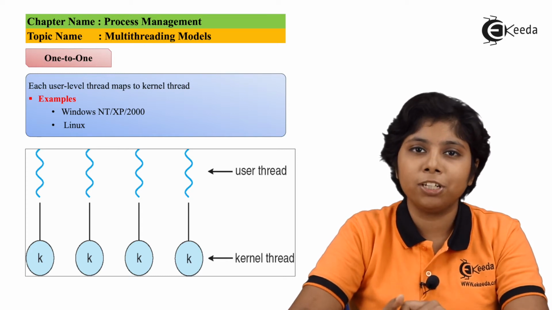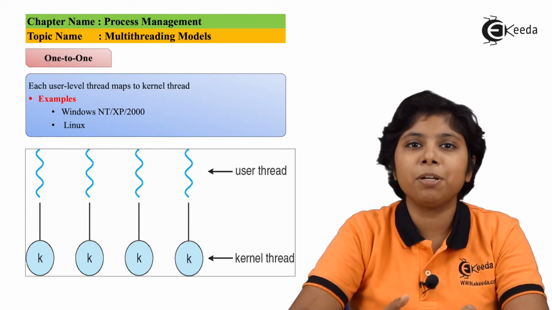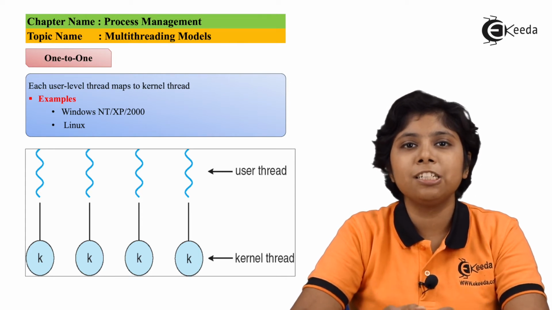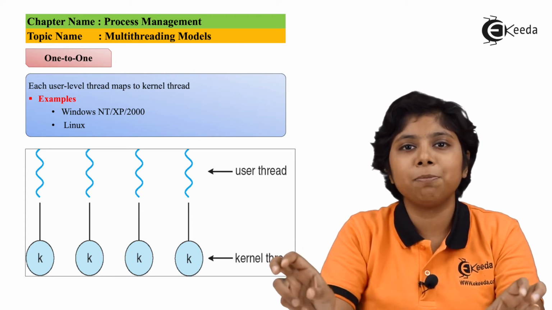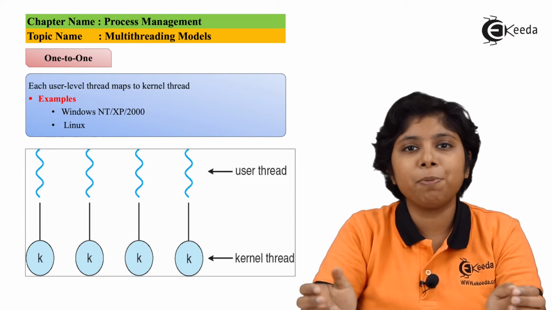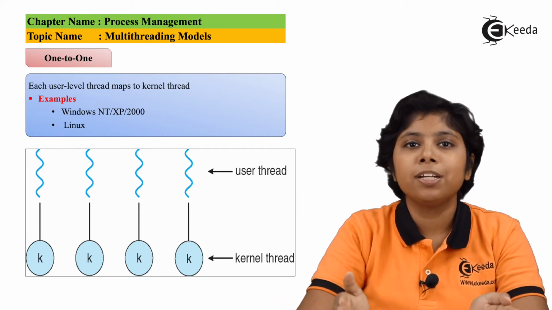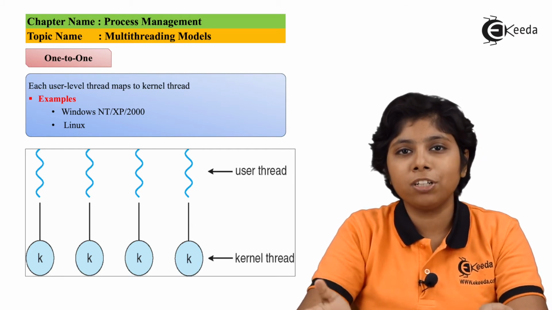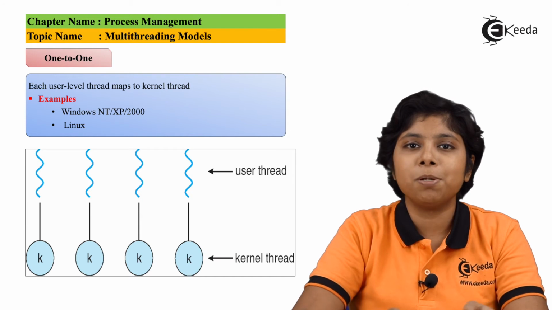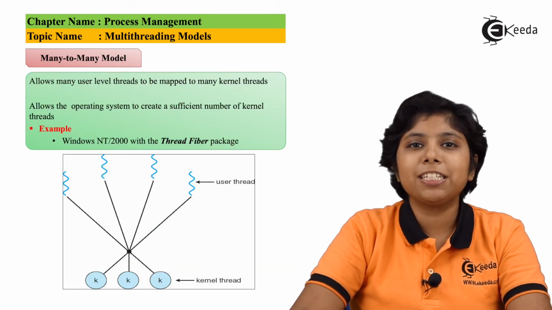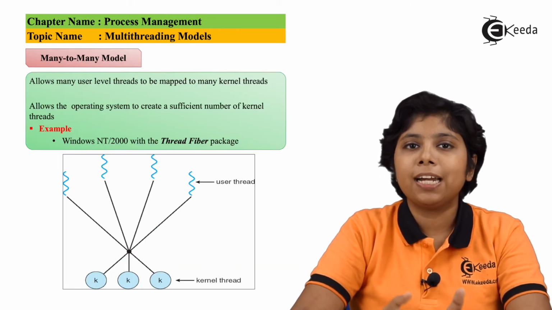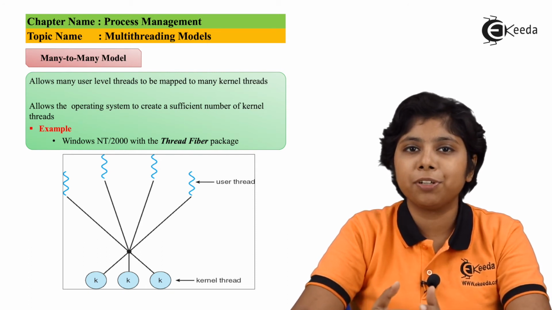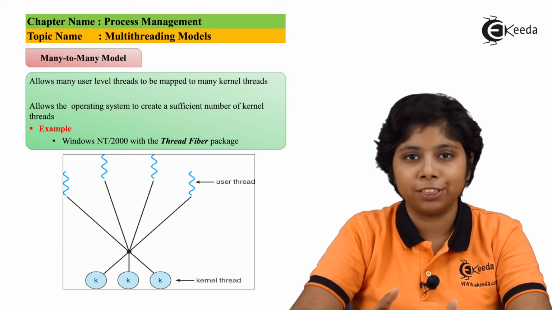In the many-to-many model, many user-level threads can be created by a user, and they can be supported by the kernel differently on multiple processors. Now, on multiple processors, in each core, each kernel thread can be executed and can run concurrently, so the concurrency problem is also solved. If a thread makes a blocking system call, then other threads in user space can use other kernel-level threads to execute the actual function.